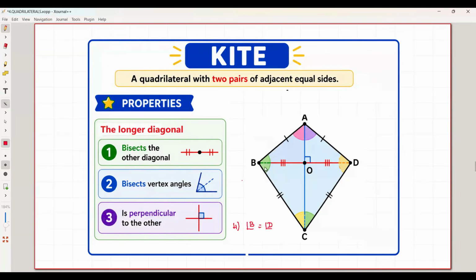A and C are not equal. Only angle B and D will be equal. The angles between the unequal sides are equal. Okay, this is the fourth one, you can note it down. So these are the properties of a kite.